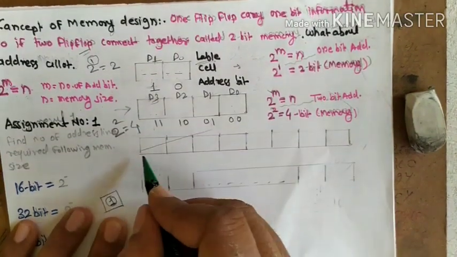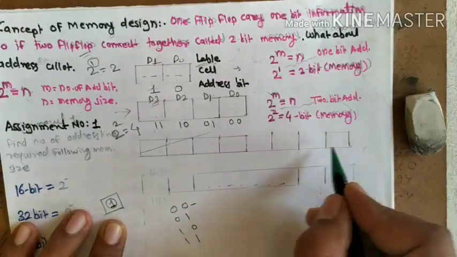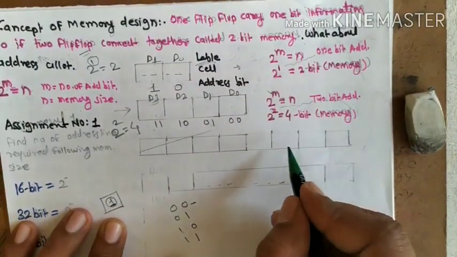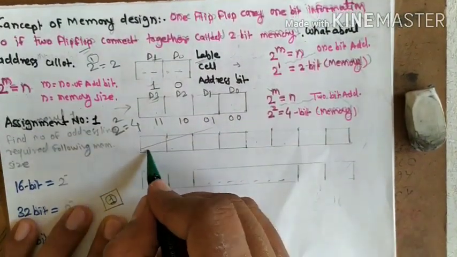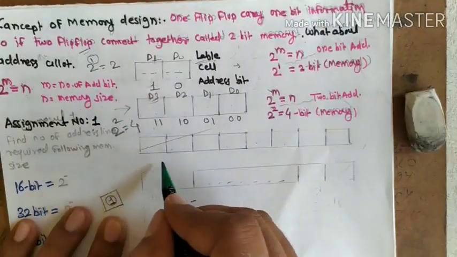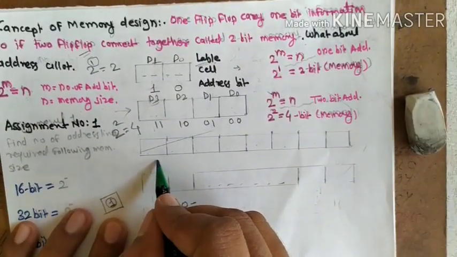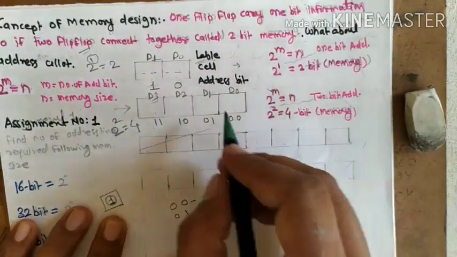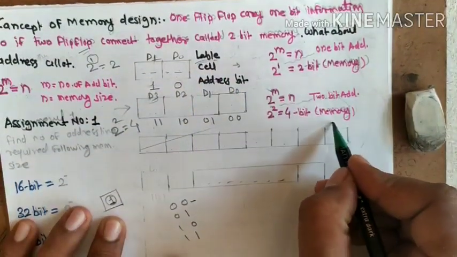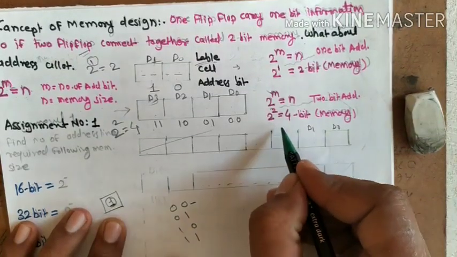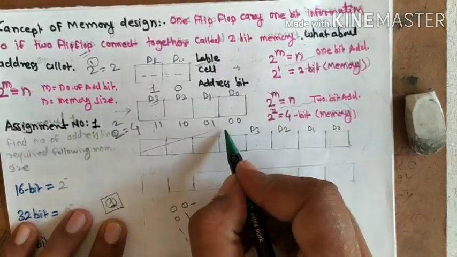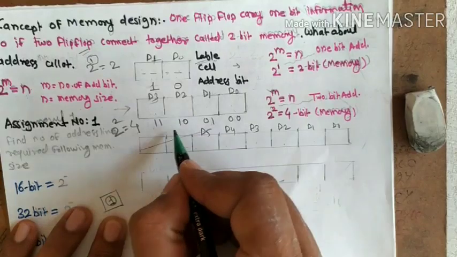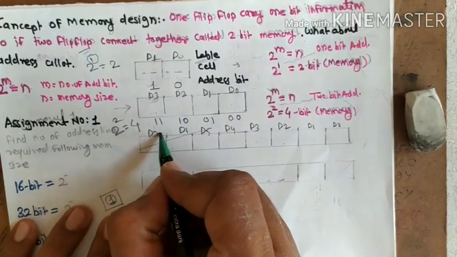See the next example. There are 1, 2, 3, 4, 5, 6, 7, 8, so there are 8 cells. What is the size of this memory? Yes, the size of this memory is 8 bit. So first you have to label. We label them D0, D1, D2, D3, D4, D5, D6 and D7.